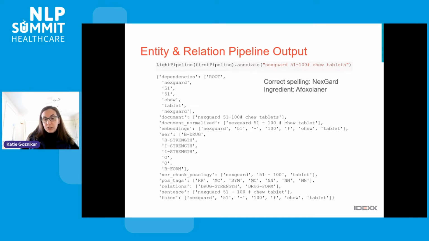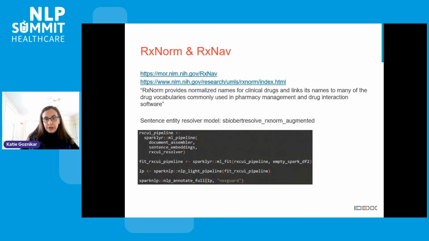Next, we want to use the Rxnorm coding system to standardize our data. For anyone not familiar with Rxnorm, I've included some links here that you can use to familiarize yourself. Rxnorm provides normalized names for clinical drugs and links its names to many of the drug vocabularies commonly used in pharmacy management and drug interaction software.